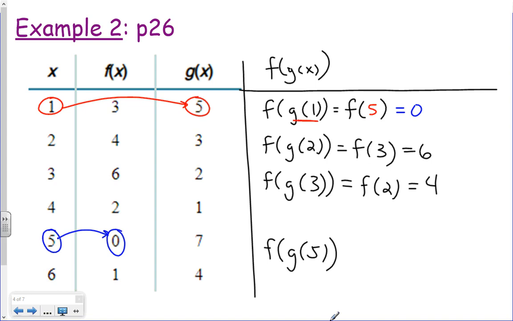F of g of 5, so again, starting in row 5 here, plug in 5 into function g, that's the third column of our table, that's 7. So this is equal to f of 7.